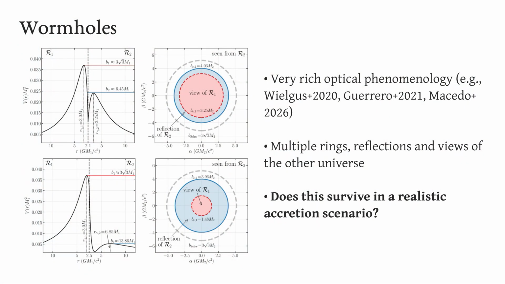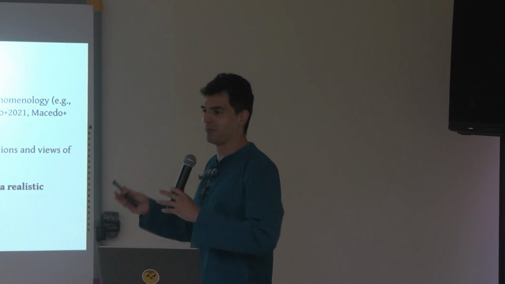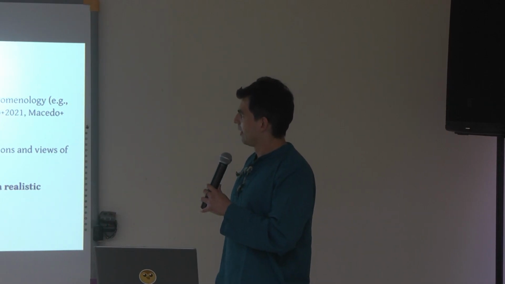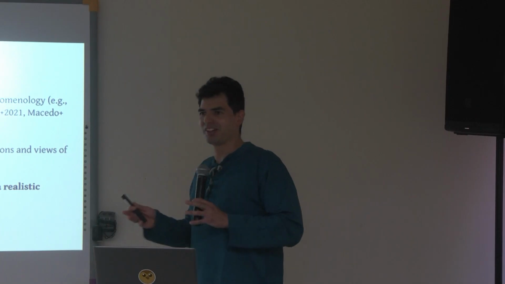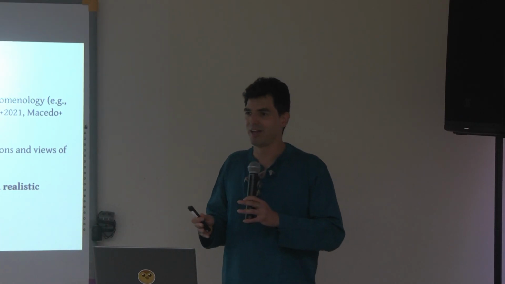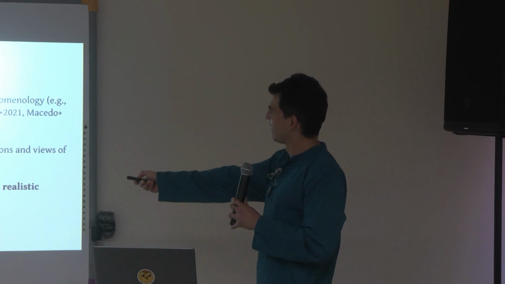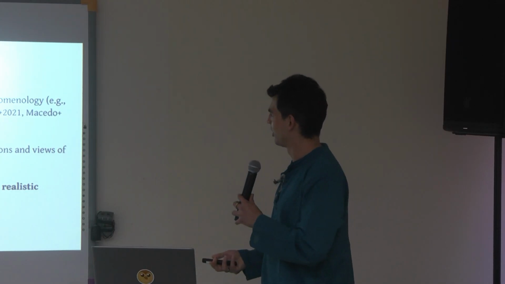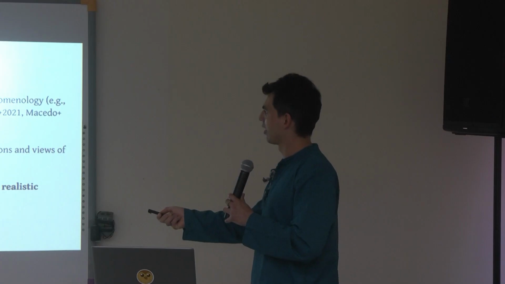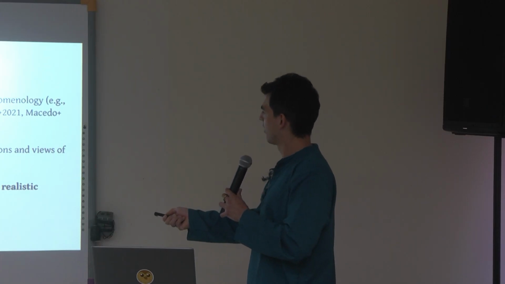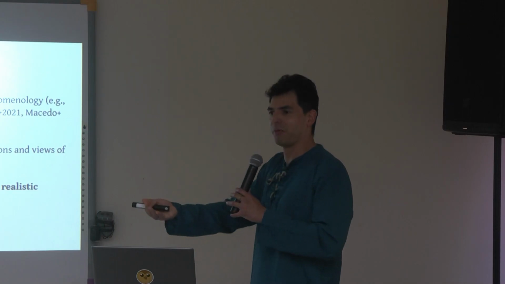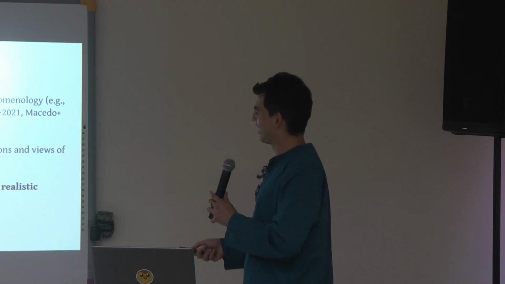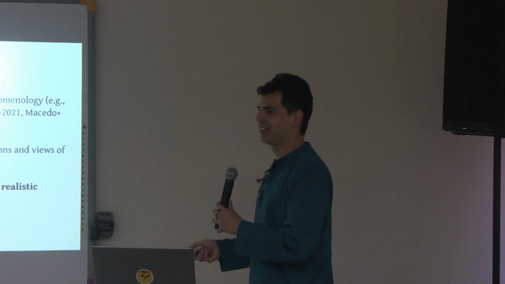So, well, let's now consider some different possibilities. Let's now consider the case of wormholes. Wormholes are very interesting. I think they are some of the most interesting hypothetical objects out there. And from the point of view of their optical properties, they exhibit a very rich phenomenology. So you can have features such as multiple rings. One can have views of the other universe and even reflections from our own universe. And all of this is really nice, but the natural question is, does this survive in a realistic accretion scenario?